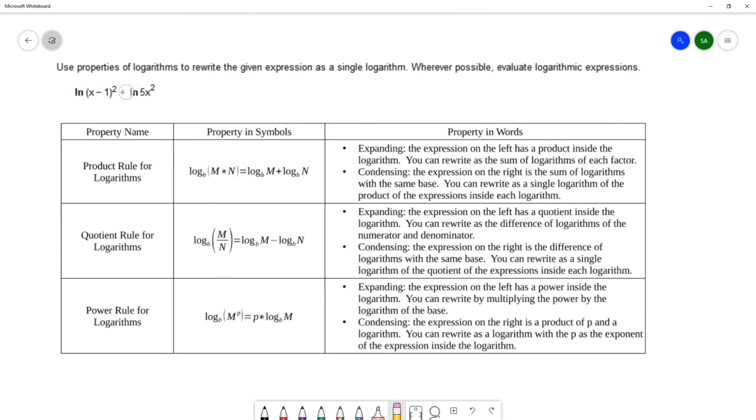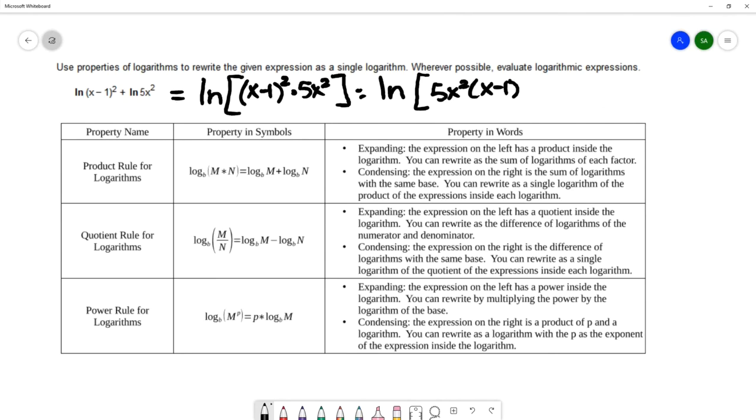Now we notice that the two logs are being added together, and when they're added together, we're going to be able to use a property called the product rule. So when you have logs with the same base being added, we will make them a single logarithm, condensing them with multiplication. So we can use that product rule on this example to get natural log of (x minus 1) squared times 5x squared. That's natural log of 5x squared times (x minus 1) squared. And I would probably leave it in this format. I think it looks the cleanest.